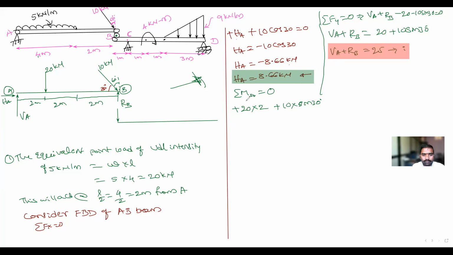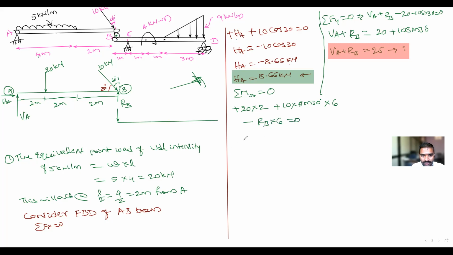Now come here. Moment about A is equal to 0. The 20 is done. Next, the 10 is moving downward and producing clockwise moment, so 10 sin 30 into A to B. How much is that? 6. Is there any other force? At B, the reaction RB is there. How is RB moving for the AB beam? Anti-clockwise. So I get minus RB into 6 is equal to 0.